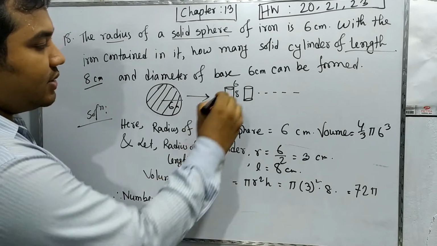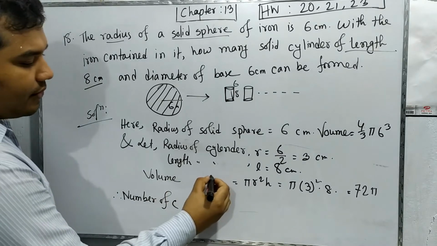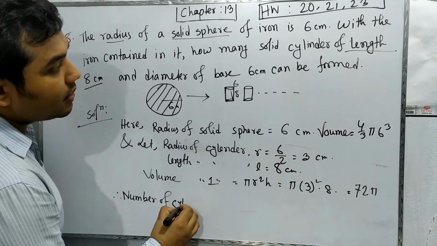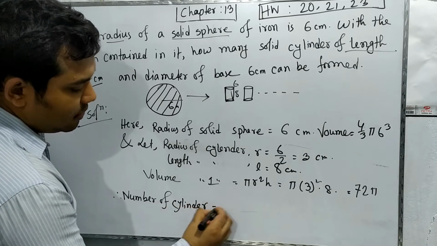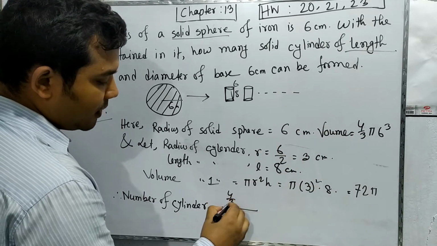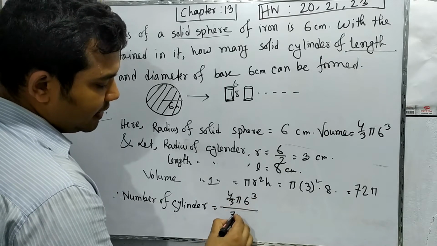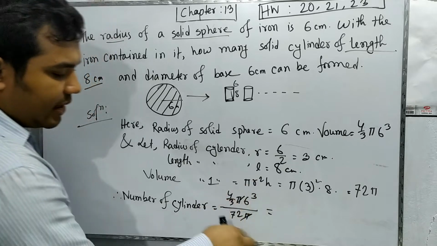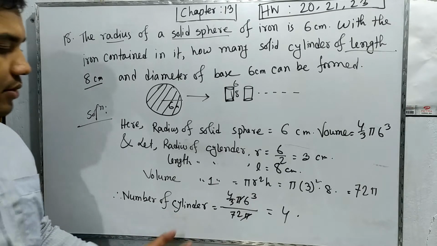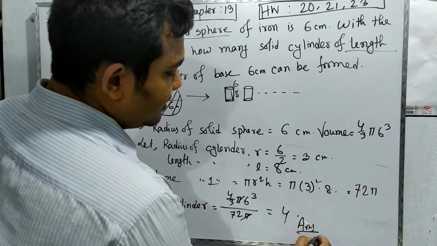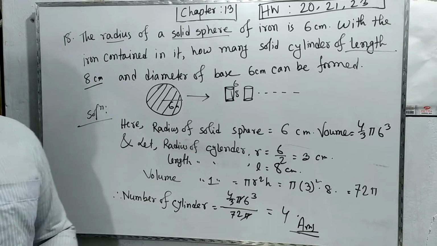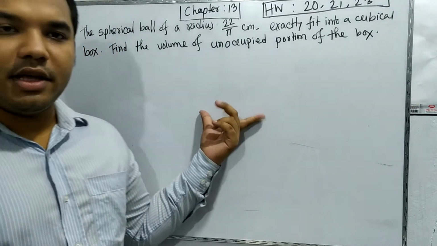This is the volume of one cylinder. Number of cylinders that can be formed is 4 by 3 pi 6 cube divided by 72 pi. If you calculate this, you will get approximately 4. So 4 cylinders can be formed from this sphere. Okay, so this is our last math for today's lecture.